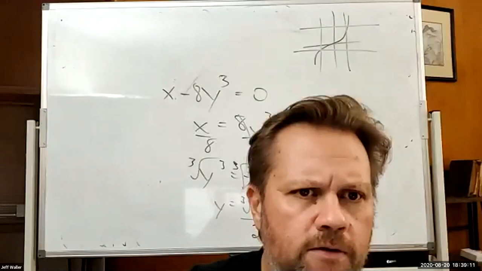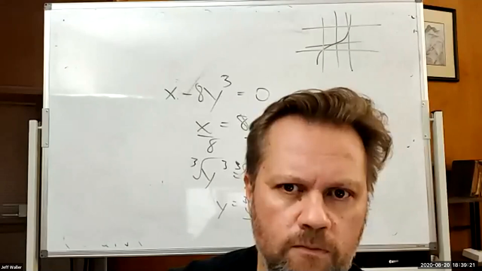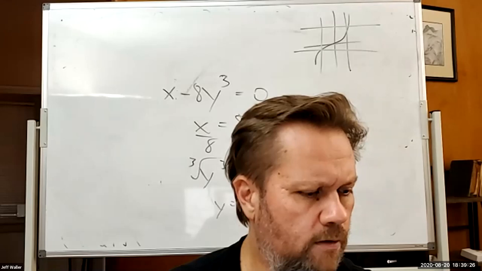Nathaniel. I'm lost on that first problem that you did with the letters and stuff. I was completely lost. The one with the f of x and then they had f of a? Yeah, I think so. Right, okay.